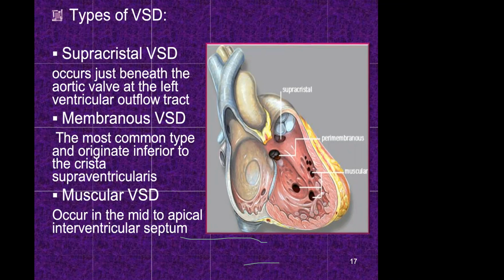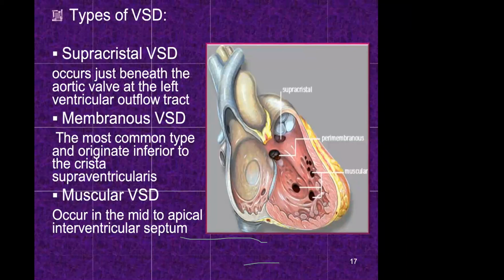Then there is the membranous VSD. Membranous VSD is the one which is just inferior to the crista supraventricularis. And the last one is muscular VSD, which will be in the mid to apical interventricular septum. And being clinicians, we are interested: how about the signs and symptoms?